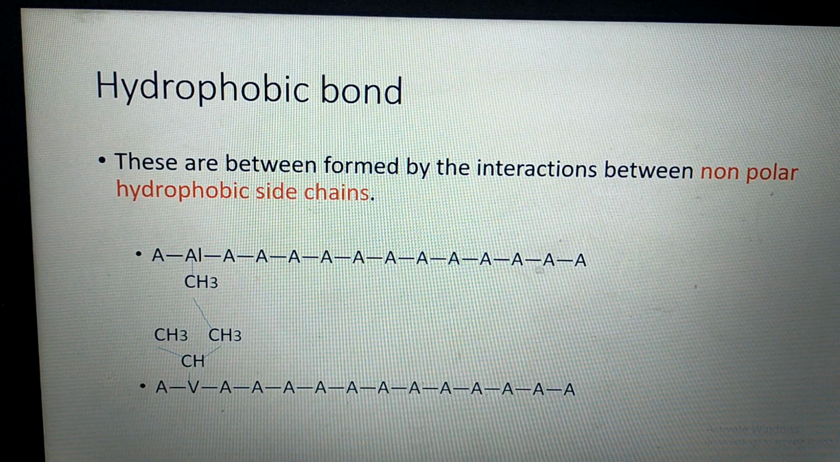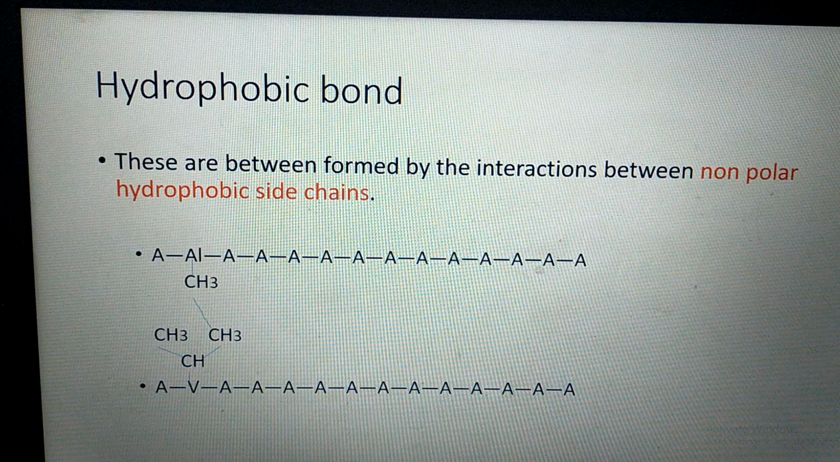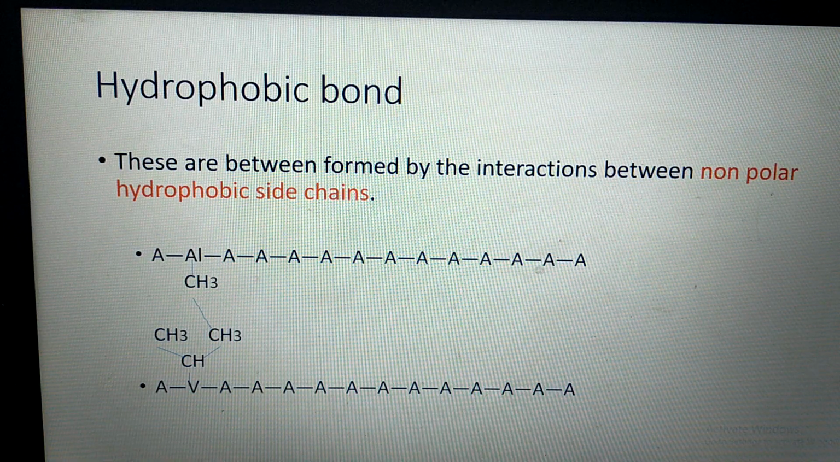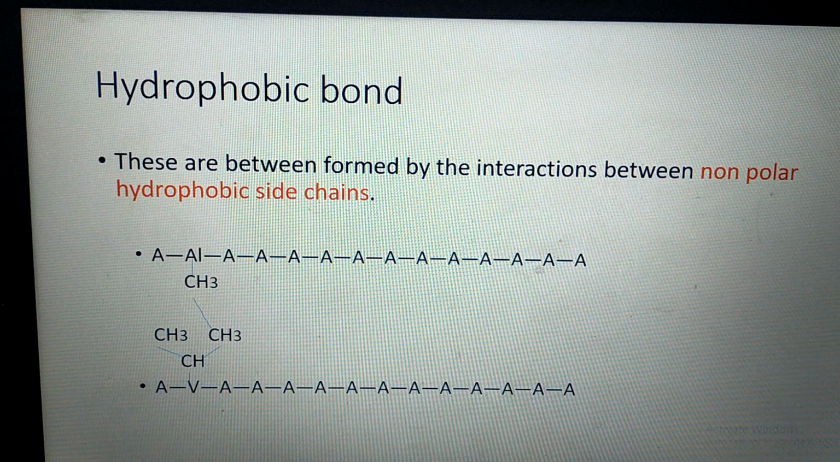These are formed between two polypeptide chains or two non-polar hydrophobic side chains of a polypeptide chain. Again, it is shown below. In the above polypeptide chain, the alanine amino acid is there. The side chain present in alanine is CH3 group. In the lower polypeptide chain, valine amino acid is shown. Valine is an example of branched chain amino acid. In the side chain of valine, we have CH3 group.